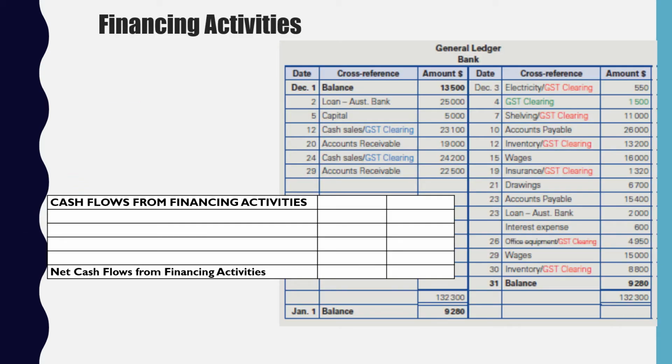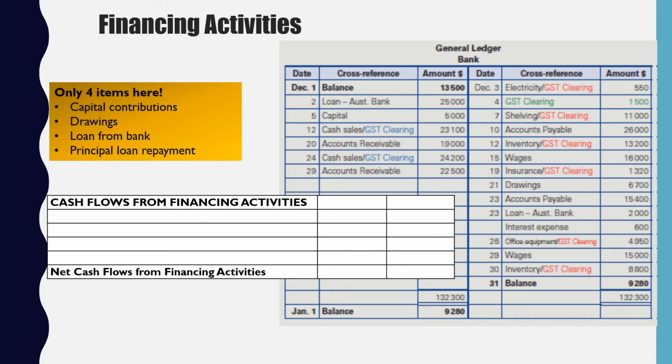Going back to the ledger account for the bank, we will now look for transactions that relate to financing activities. Remember, we are only looking for 4 items here. Let us start with the debit side of the bank ledger account, which records all the cash receipts for the period. When we are preparing the cash flow statement, we always start by reporting all the cash receipts before the cash payments. On the 2nd of December, we have received $25,000 for a loan taken from Ost Bank.